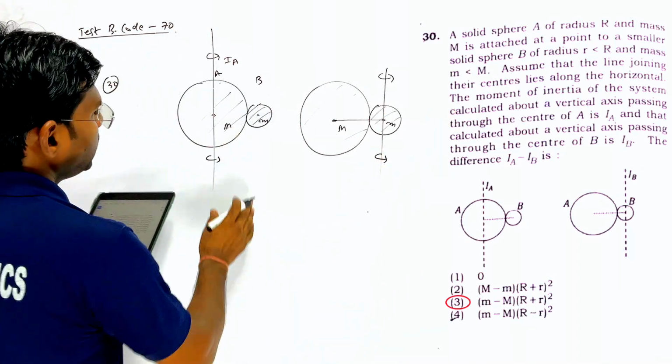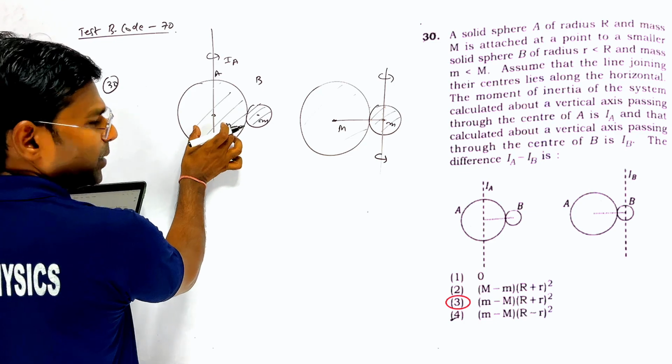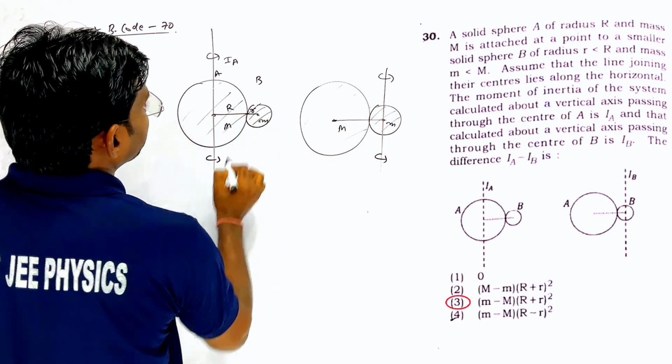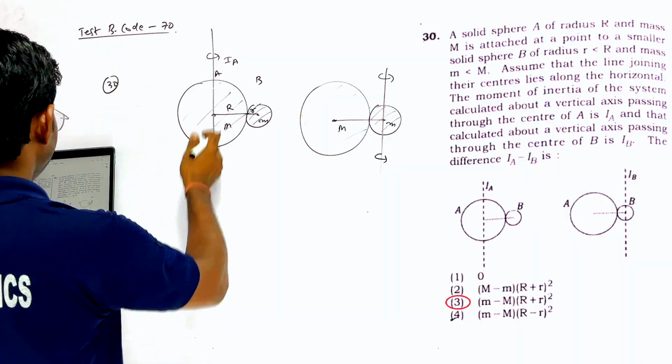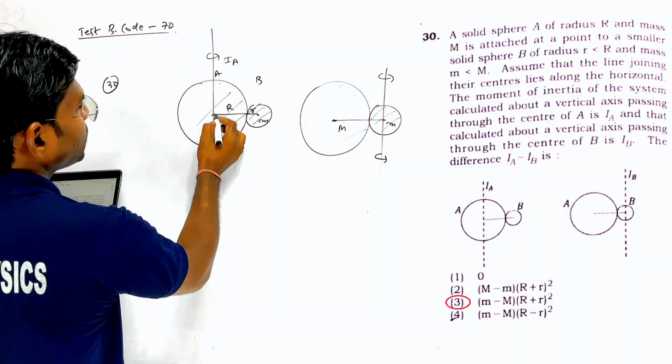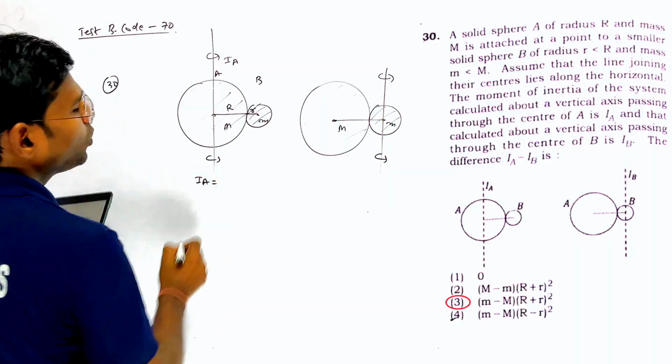So read this question. In this question there are two spheres, a big sphere and a small sphere, attached to each other. The radius of the small sphere is r. In this case the moment of inertia of this system about the diameter of the solid sphere is Ia. And how to write the Ia?